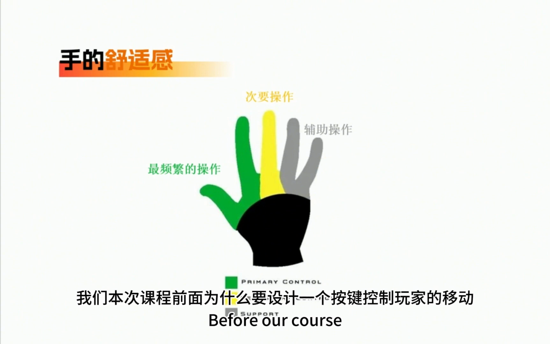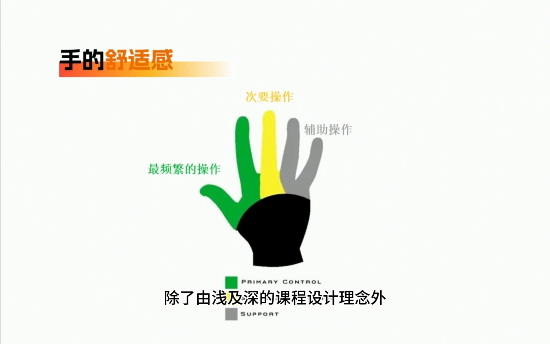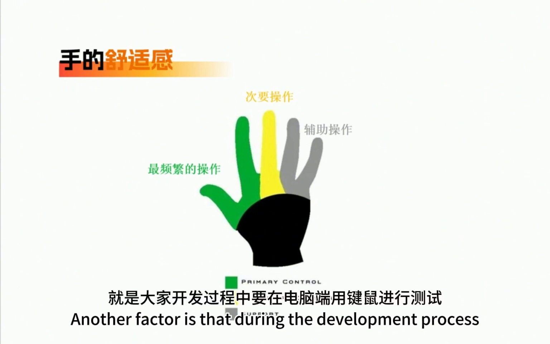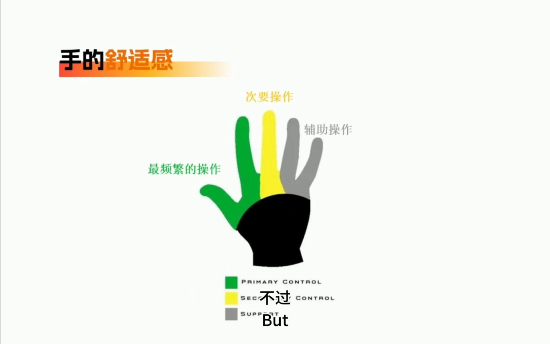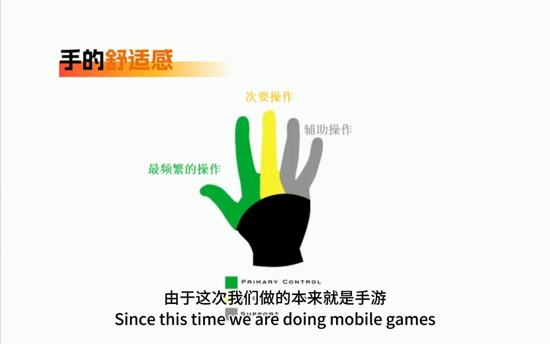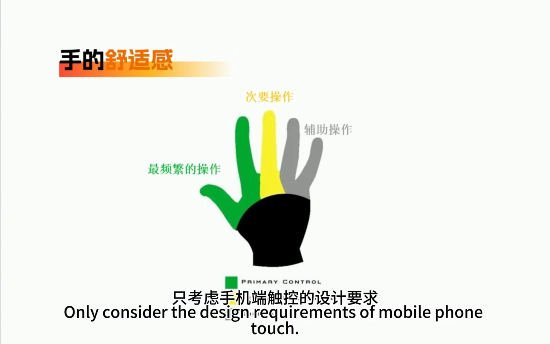Why did we design a button before in our course to control player movement? In addition to the curriculum design concept from shallow to deep, another factor is that during development, we test with keys and mice on the computer. But since this time we are doing mobile games, when we do the joystick UI design below, we only consider the design requirements of mobile phone touch.